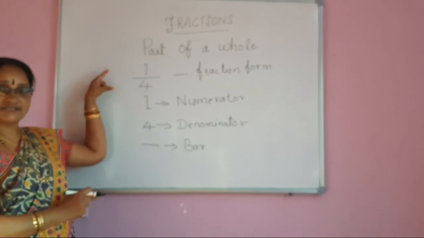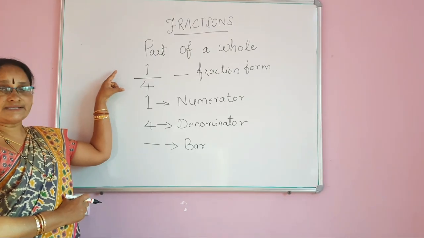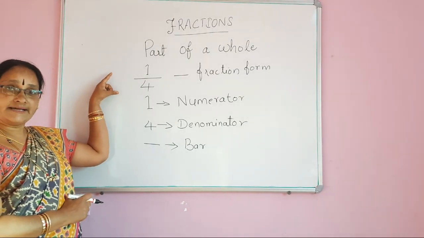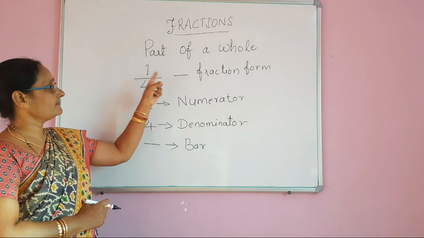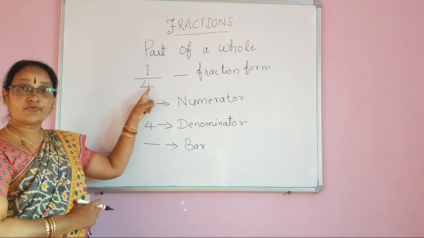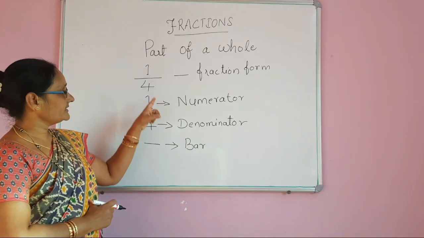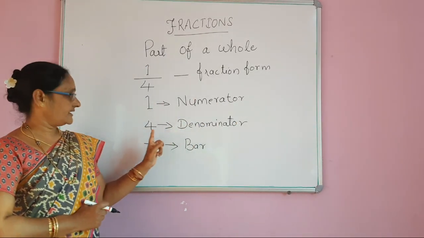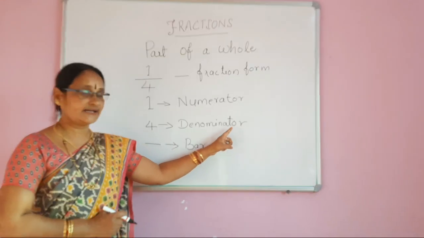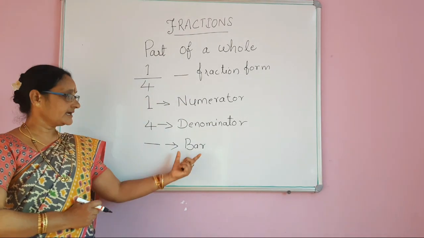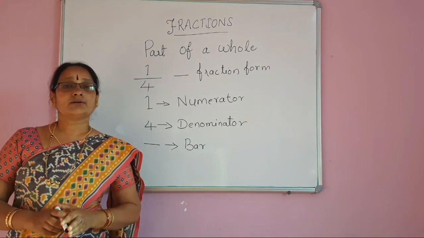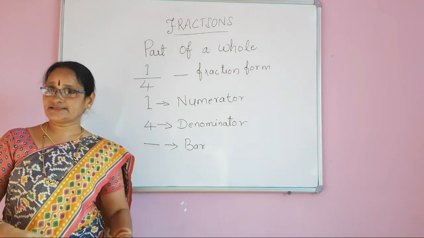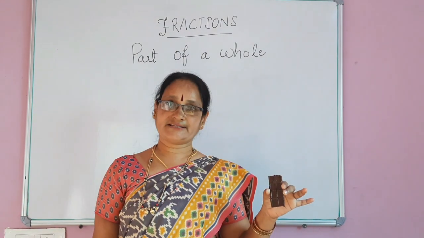That is one activity I have shown you to clear the concept of fraction. 1 by 4. One part is taken out of 4 parts. So here 1 is called as numerator and 4 is called as denominator, and the horizontal line is a bar. Now still more examples I will take to continue this, my dear students.